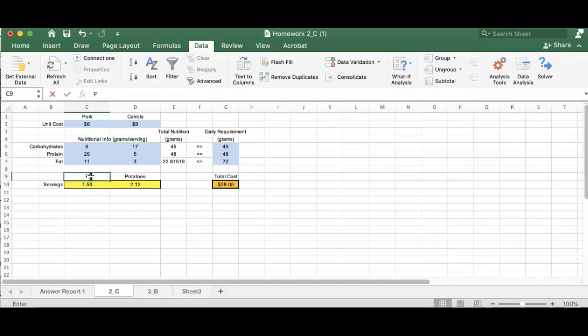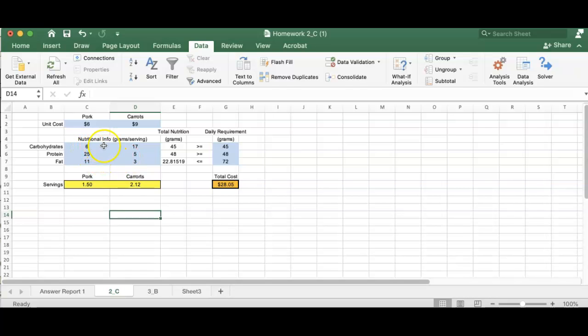I'm going to change this real quick to pork and carrots, because I used to have it for the other class as steak and potatoes. So we look here, kind of weird. Pork costs less than carrots, but we set it up here as a unit cost. We have it at $6 for the pork and $9 for the carrots. That was given in our homework example.